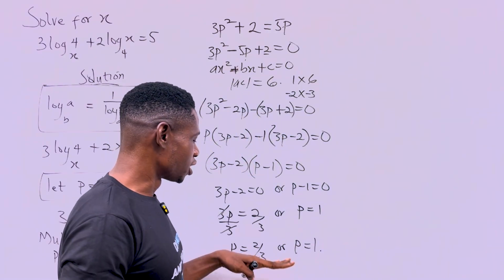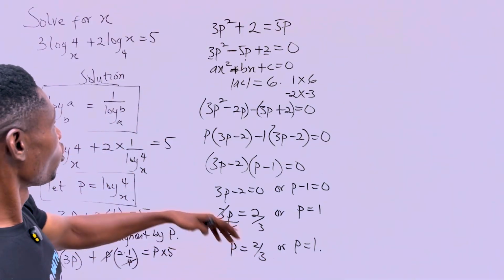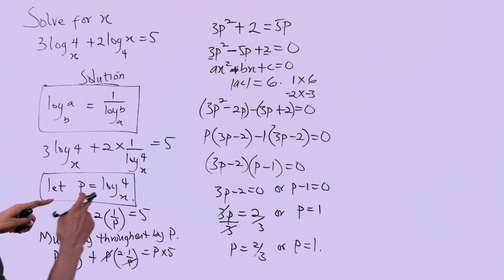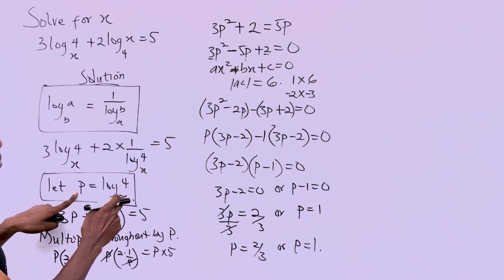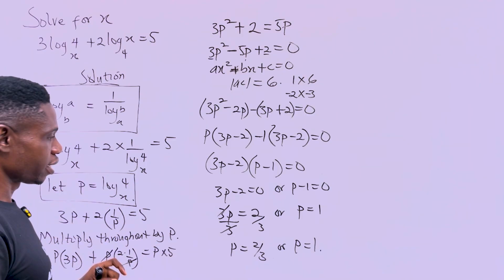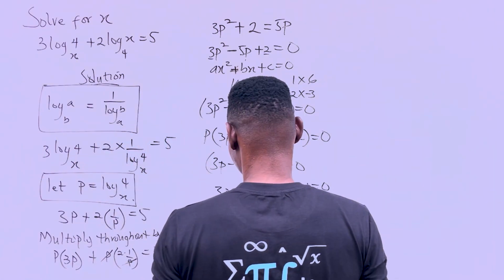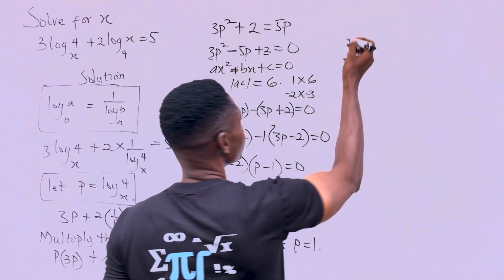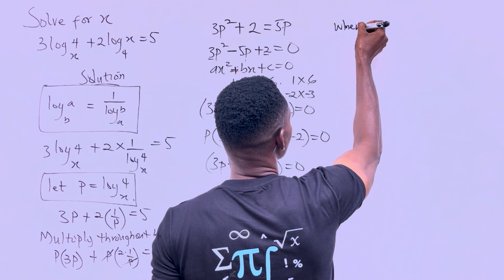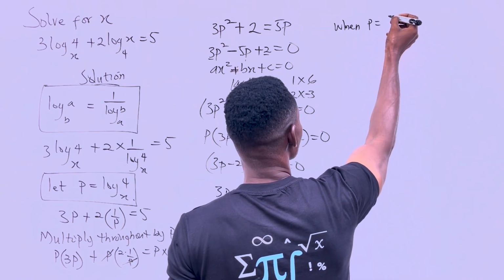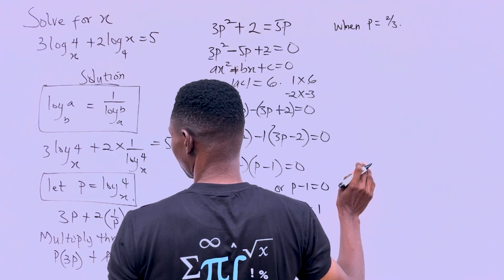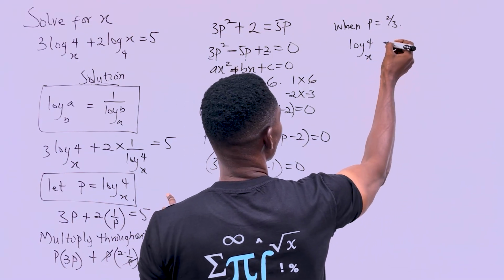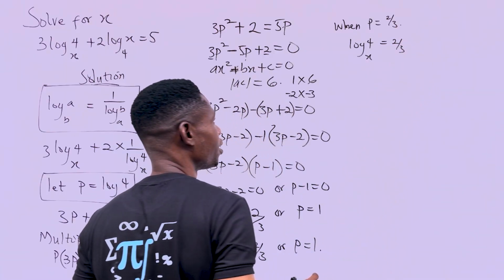Now this is p, but our original equation has x. But remember that we made p equal to log 4 base x. So now let's apply that. There are two cases of p. Let's pick the first case. When p equal to 2 over 3, it means that log 4 base x will be equal to 2 over 3.